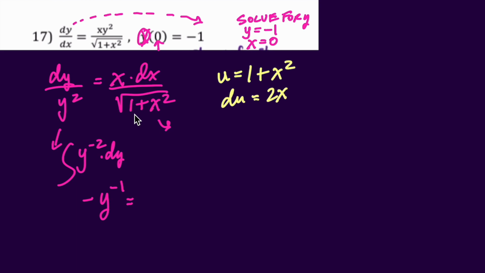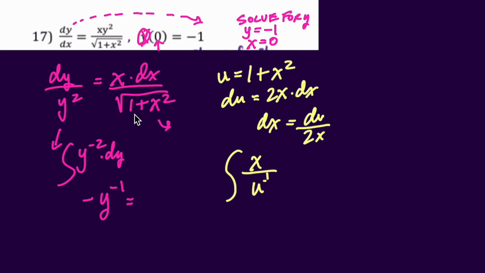du is going to equal 2x dx. dx is going to equal du over 2x. We're going to go ahead and rewrite this integral as x over u to the 1/2 in the denominator times du over 2x, and that used to be dx. The x's are going to cancel.